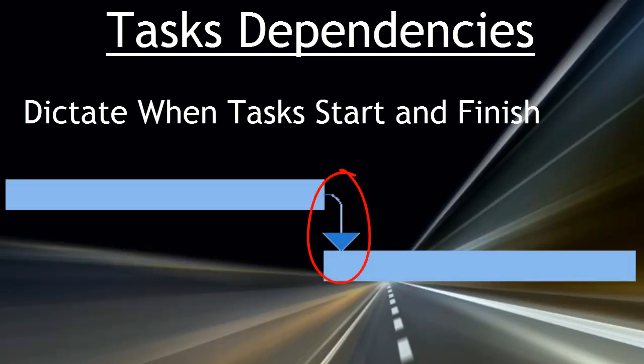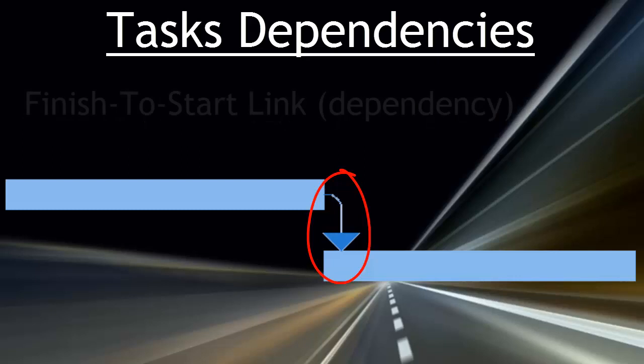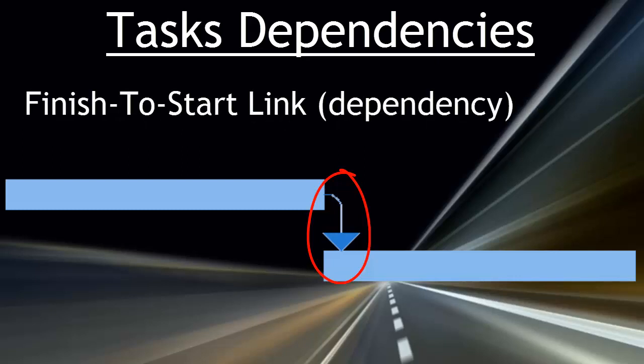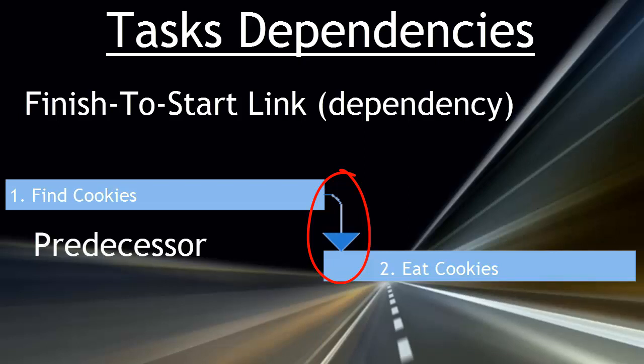The default task dependency is called the finish to start link. It is also the most common. This means a task cannot start before another finishes. For example, the task to find cookies would have to be completed before the task eat cookies could start. The first task in a finish to start link is called the predecessor. The second task is called the successor.